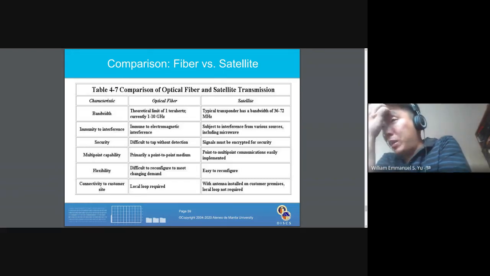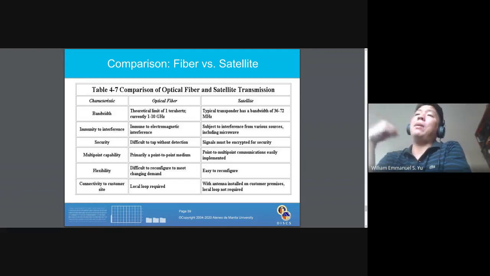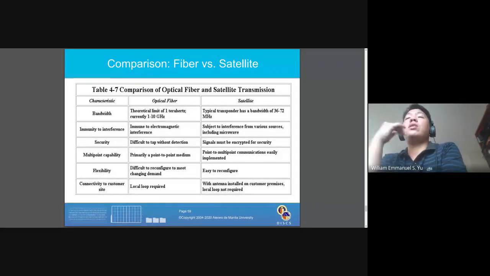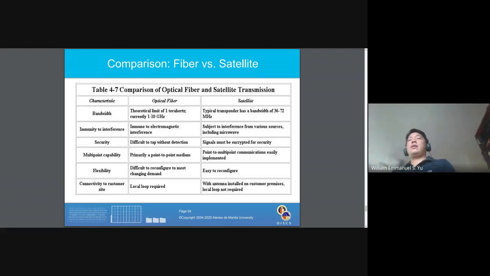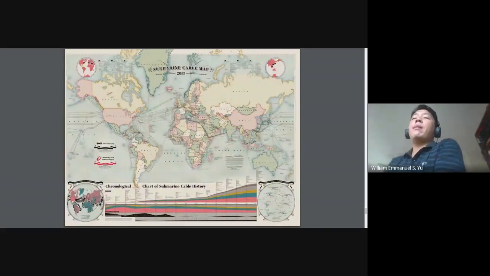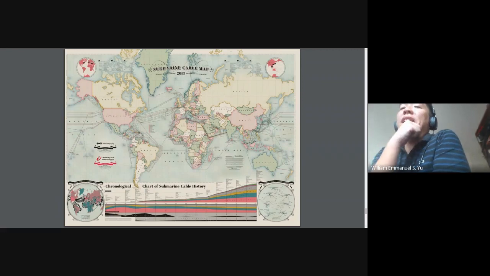But for broadcast use cases where you have one signal sent to many people, satellite is better. Even though both of them can be used for each other's use cases, we normally use those. Okay? Here's a map of submarine cables in the world, 2013. Right? There's a newer version. If you go to this website, they update this map fairly regularly.